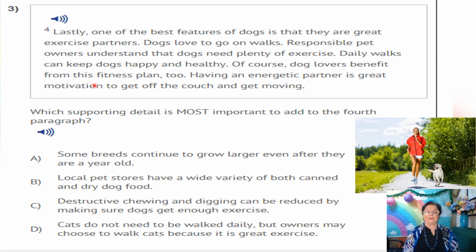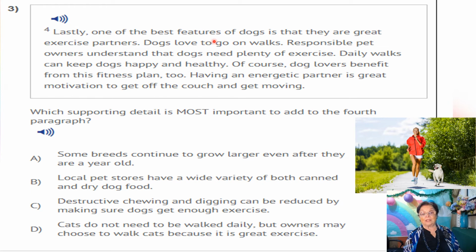Remember the story we read yesterday about the dogs? That was a fun one. That is on your USA test prep. This is a paragraph out of that story. Let's read it. This is paragraph 4 out of that story.